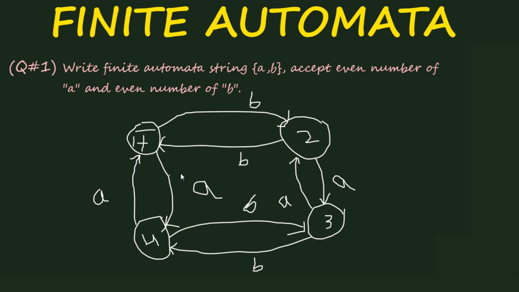Now try to pass 2 times A, 2 times B, and again 2 times A. 2 times A, 2 times B, and again 2 times A. This is totally a correct finite automata.